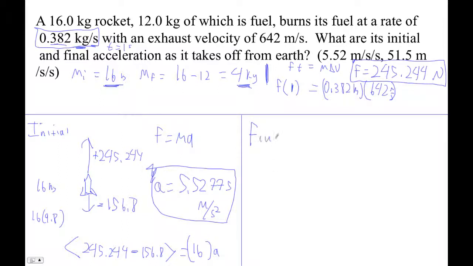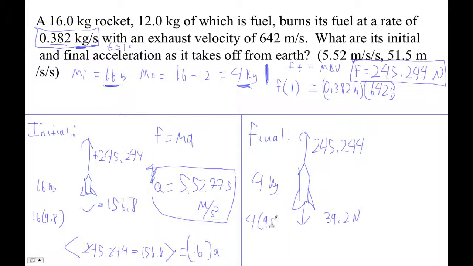Okay, now if I do the final acceleration, I got to put a colon there. Final thing, the only thing that's changed is that now we've got the same rocket, same upward force of 245.244. But for the down, we only have 4 kilograms. So the downward force is 39.2, that is 4 times 9.8. So multiply 4 by 9.8, 39.2. That's positive. This guy's negative.